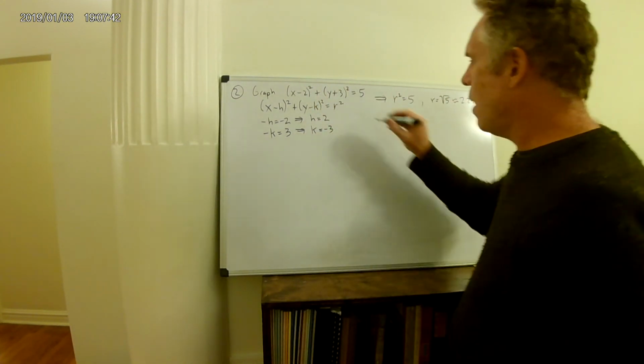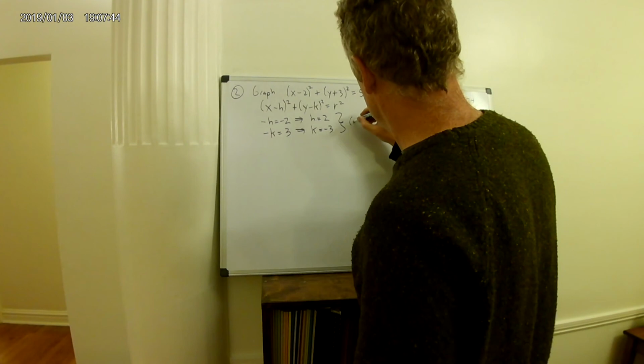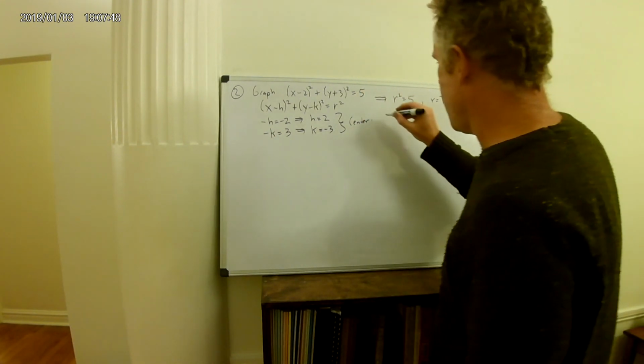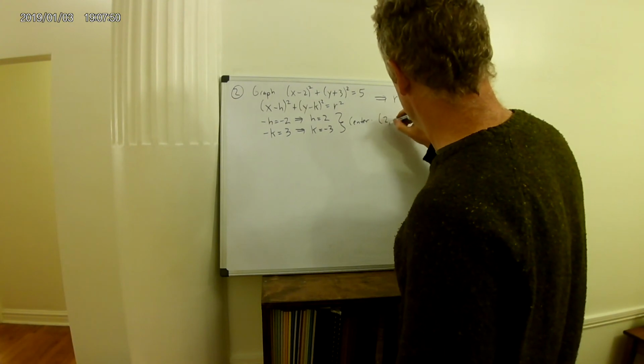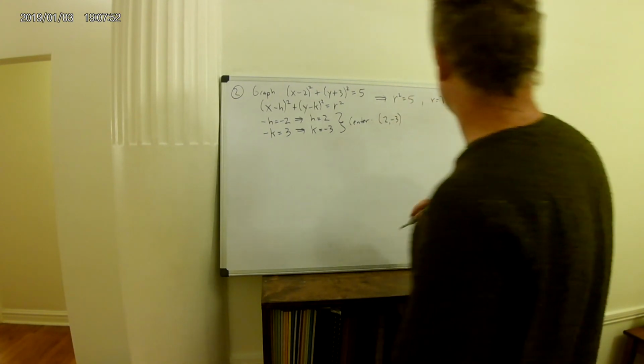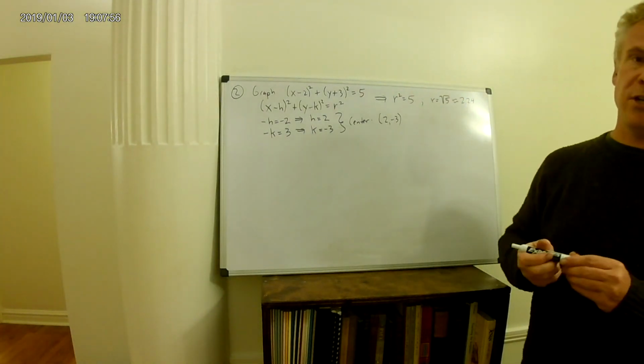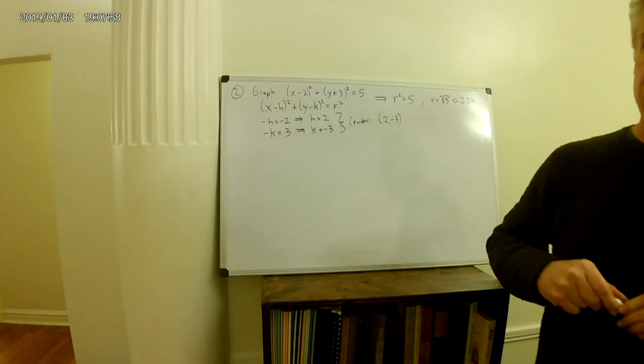So now what I found is the center. The center of my circle, which is (h, k), is (2, minus 3). So now I found the radius and I found the center of my circle for this simple equation. And the next thing we can do is graph this.